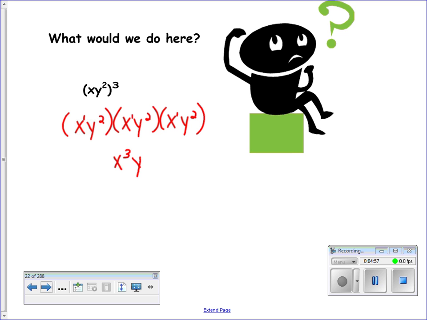Y squared times y squared times y squared. Keep the base, add your exponents. 2 plus 2 plus 2 is 6. This is my final answer.